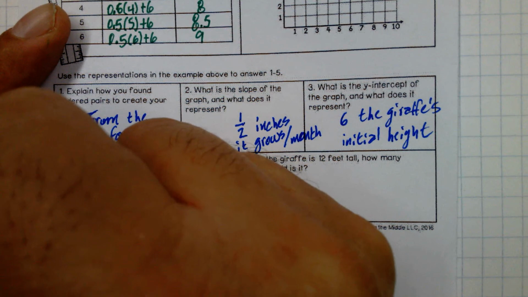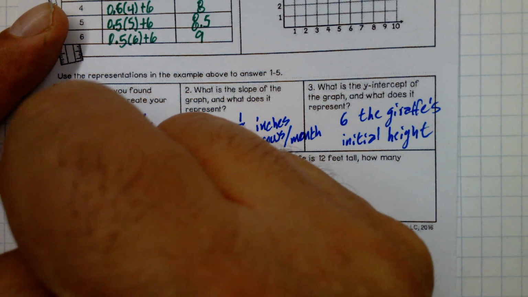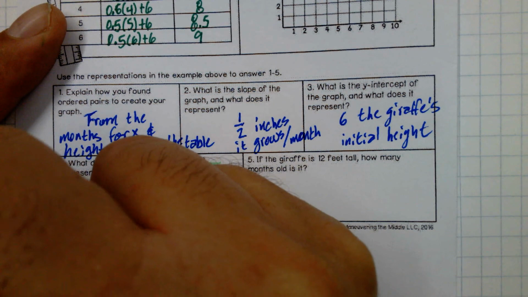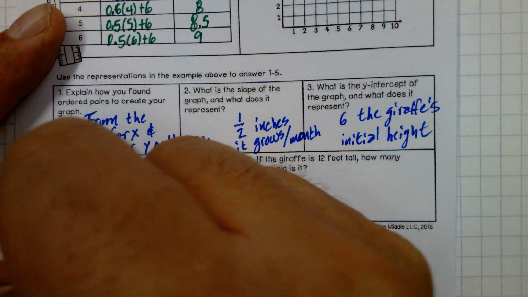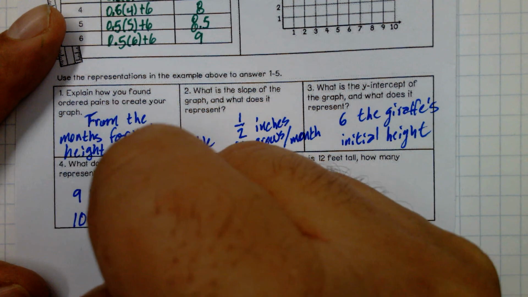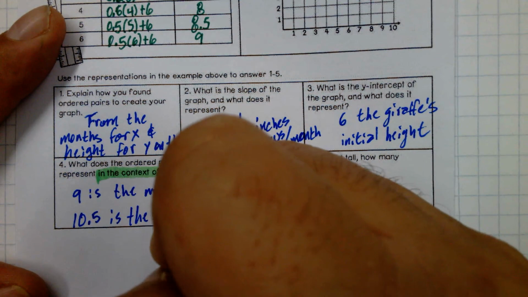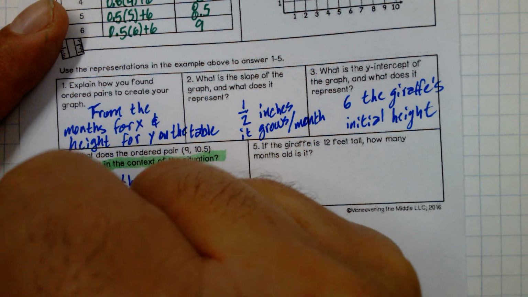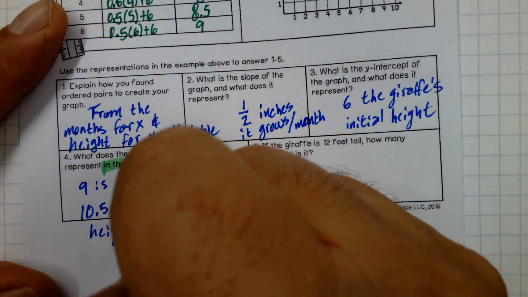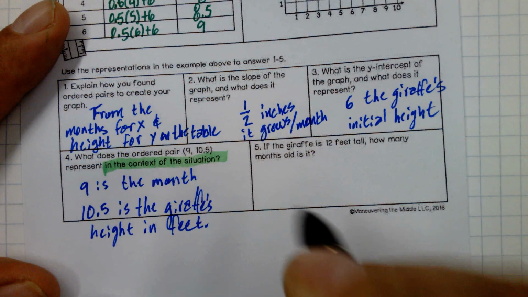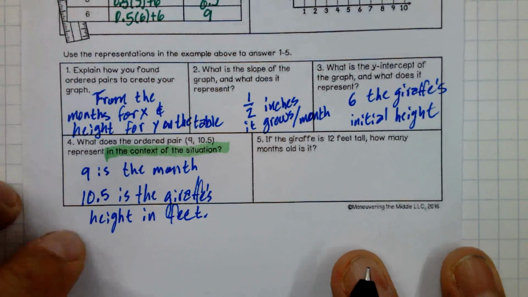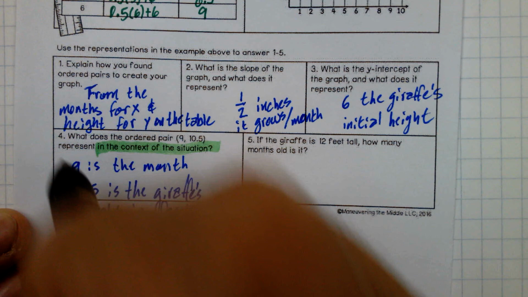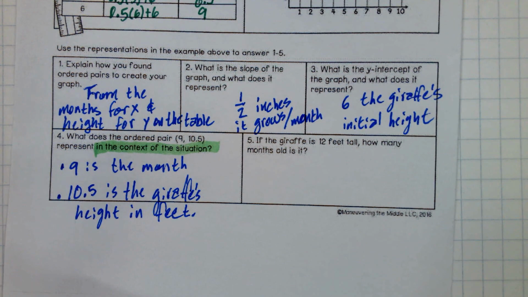So 9 is the month. 10.5 is the giraffe's height in feet. Look how thorough I was. Okay? Look how thorough I was. You got to even specify, okay, it's a number, but what's the context of that number?